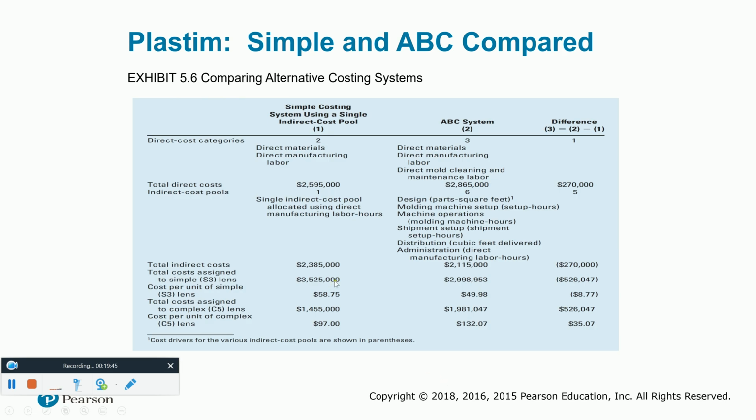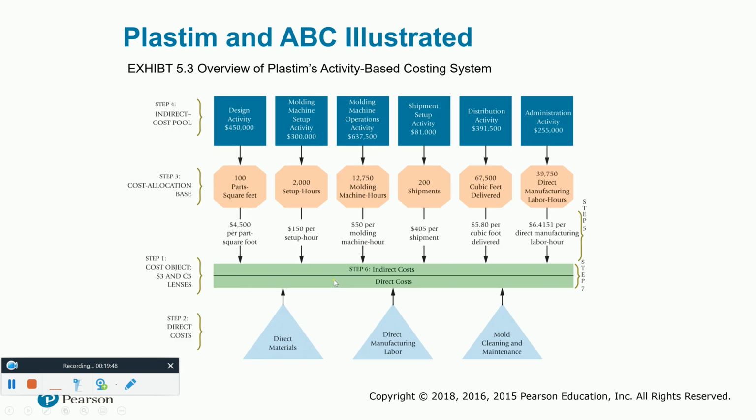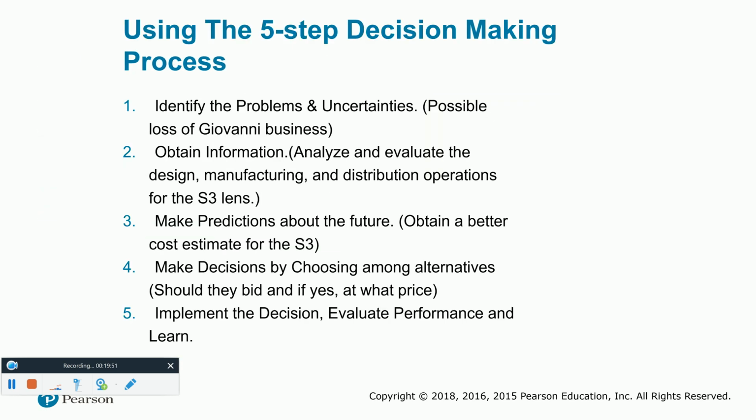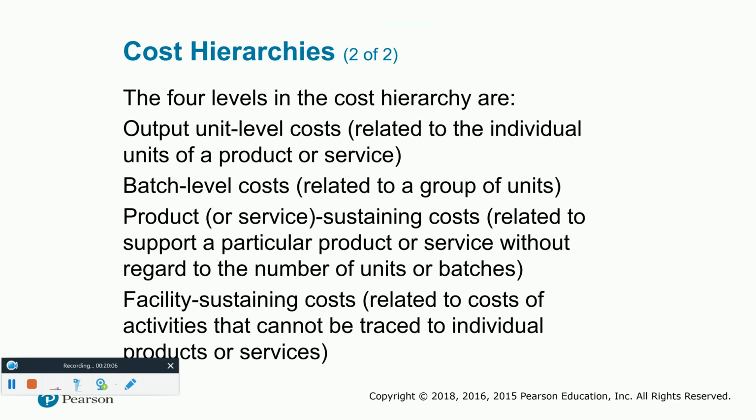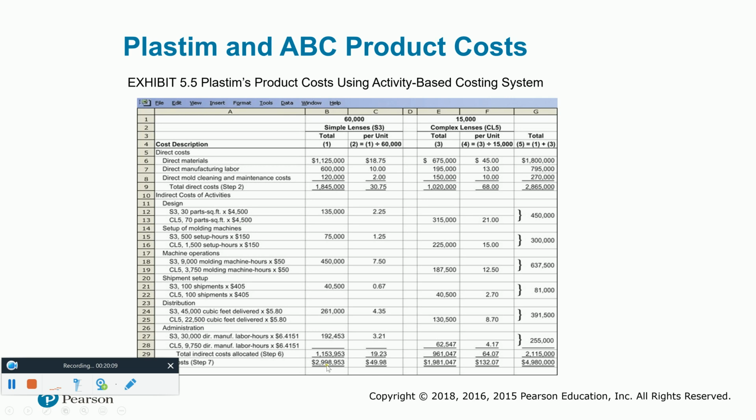But if you remember, let me go back so you remember, when we used a simple approach, what did we do? For the simple lenses, it was $3,525,000. The complex lenses, $1,455,000. The same $4,980,000, but certainly allocated differently. All right? You can see less costs were allocated to the simple lenses and more costs were allocated to the complex lenses using an activity-based costing system. Same $4,980,000. I can't lose sight of that fact. We are just allocating the costs differently.